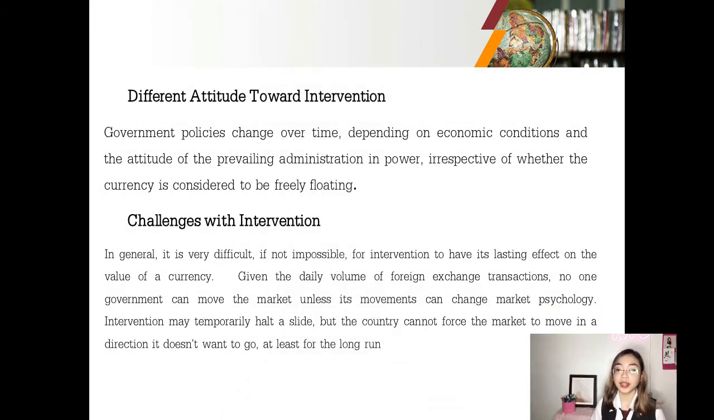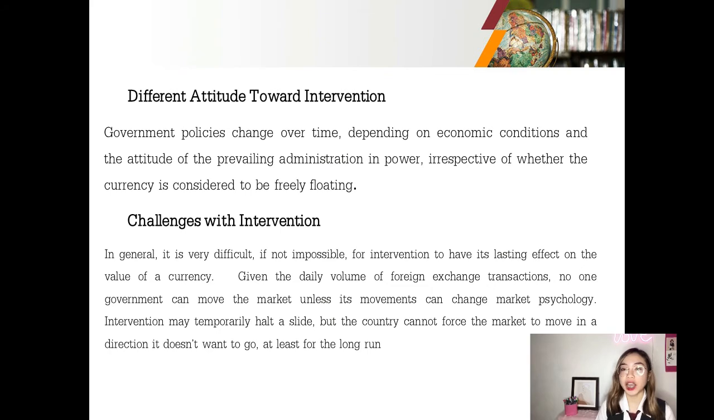So next one is a different attitude toward intervention. So central banks generally agree that the primary objective of foreign exchange market intervention is to manage the volatility and or influence the level of the exchange rate. So governments prefer to stabilize the exchange rate because excessive short-term volatility erodes market confidence and affects both the financial market and the real goods market. So government policies change over time depending on the economic conditions and the attitude of the prevailing administration in power, irrespective of whether the currency is considered to be freely floating.